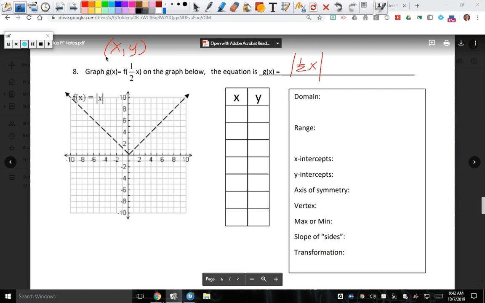So let's check some points. I'm going to jump around just a little bit. And I'm going to pick numbers that I can multiply by 1/2. You with me? Here we go. I'm going to pick -2, -4, and -6. I'm going to pick 2, 4, and 6. You see where I'm going with this?